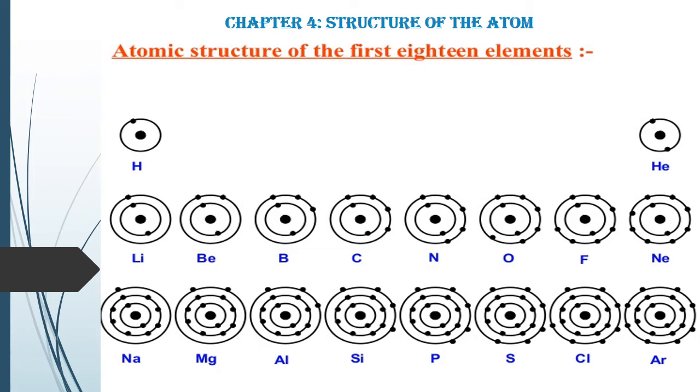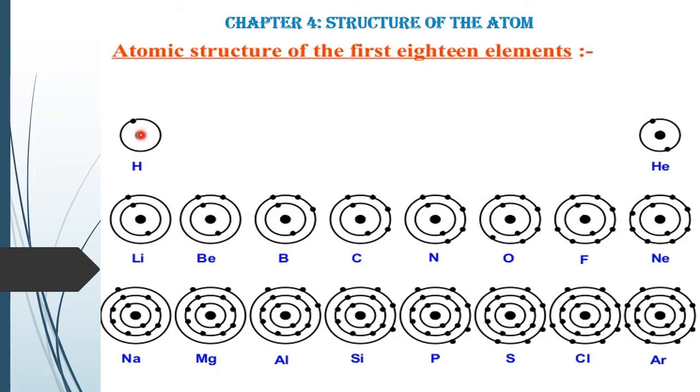In the previous video, I showed you the big table where you have the number of electrons, number of protons, atomic number, electronic configuration, all this. You have seen the table. So now here you are going to see the atomic structure of the first 18 elements.